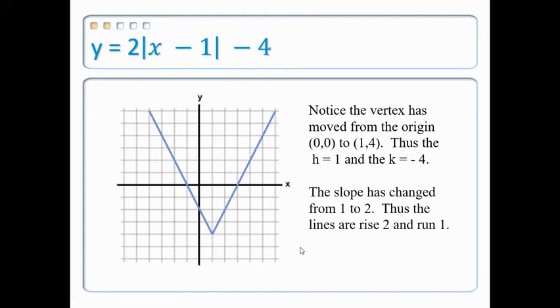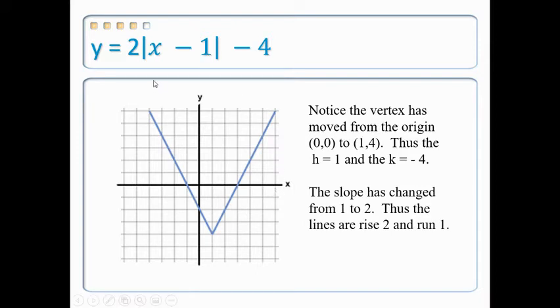So in this case, notice that the vertex has moved from (0, 0) to (1, -4). Thus, the h is equal to 1 and the k is equal to negative 4, which you can see from the equation up here, 2 times the absolute value of x minus 1, minus 4. Please notice that this minus 1 that's in here actually moves to the right. The big thing about h is it's always opposite of what you think it is. So if you have a minus 1, that means you've gone to the right. If it had been a plus 1, we would have gone to the left.